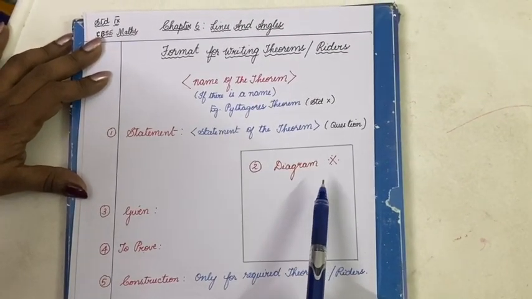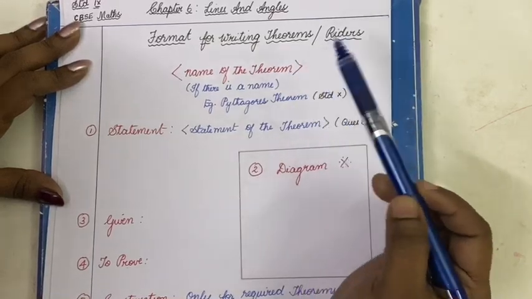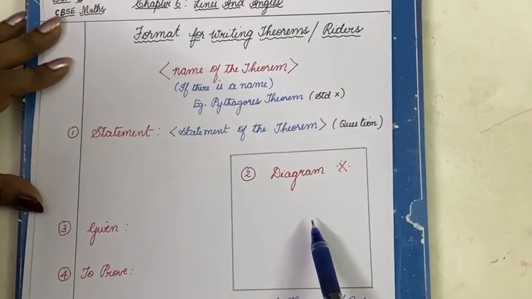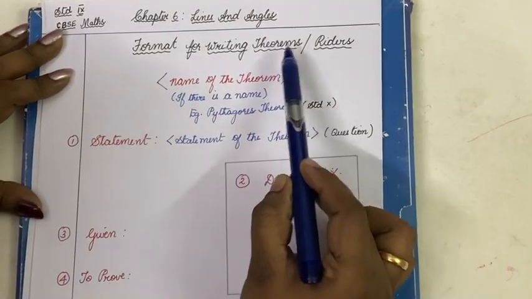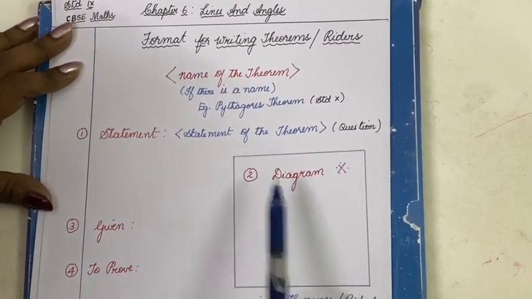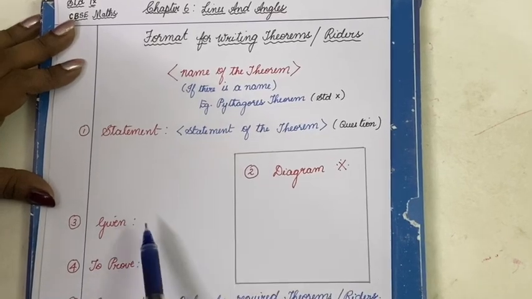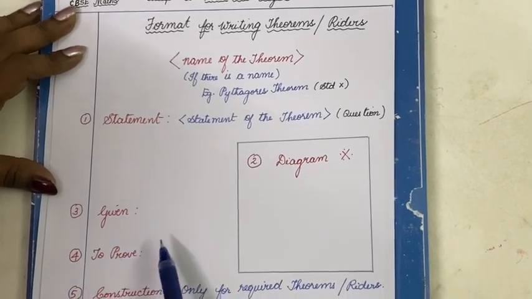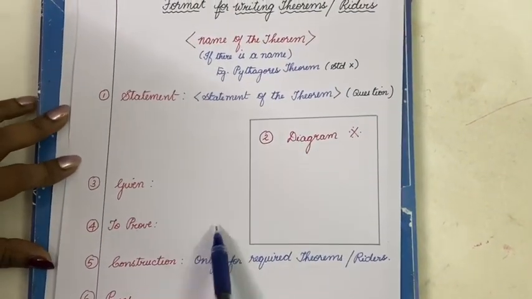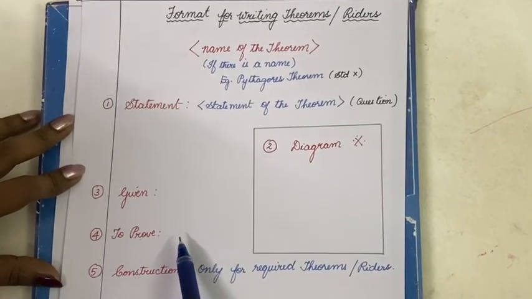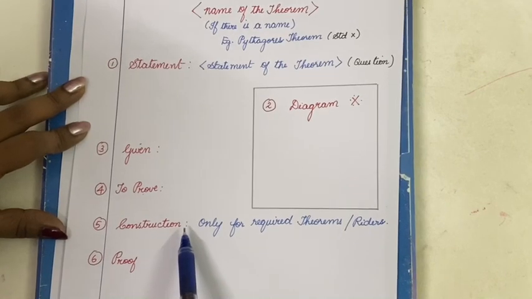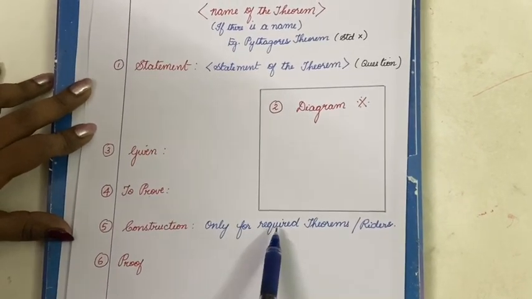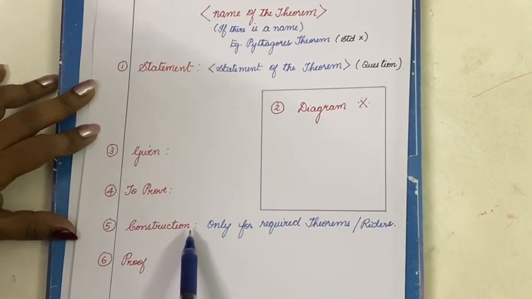Some children will think, already for riders, diagrams will be given in the questions. Why should we draw the diagram? Many will think that. But the diagram should be there for every theorem and rider. Then from the statement and the diagram, we will write the given. Then we will write to prove. Then for certain theorems and riders, we'll write construction. It is required only when it is required, we will write this part, construction.